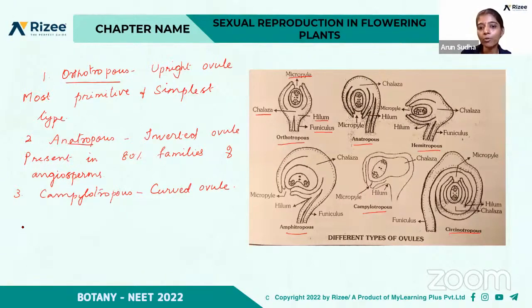And the next type is Hemitropous. Hemitropous ovule, which is also called horizontal ovule. Actually, this is the structure of Hemitropous, and this is in between Orthotropous and Anatropous. So here it is upright, and this is inverted, and in between is the Hemitropous ovule, that is at a 90-degree angle, right? So micropyle and chalaza are in a straight line, but hilum is not in a straight line, and this is a horizontal ovule. So it is also called horizontal ovule. Okay. And next is the Amphitropous.